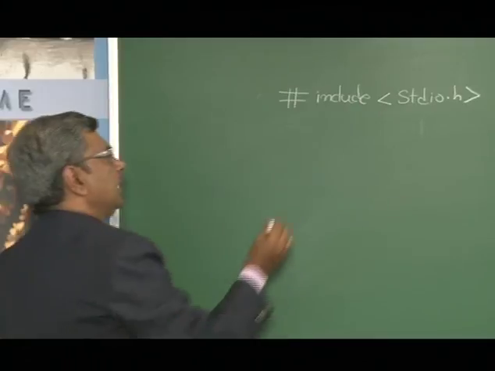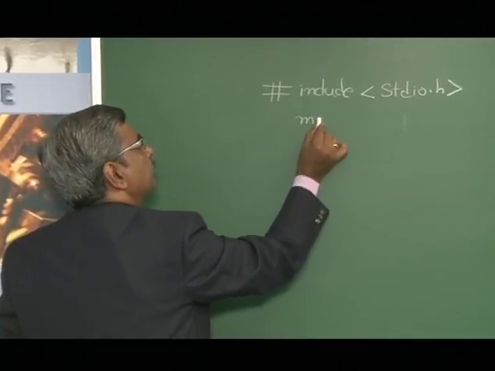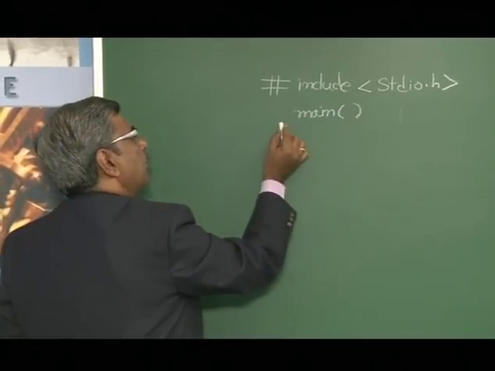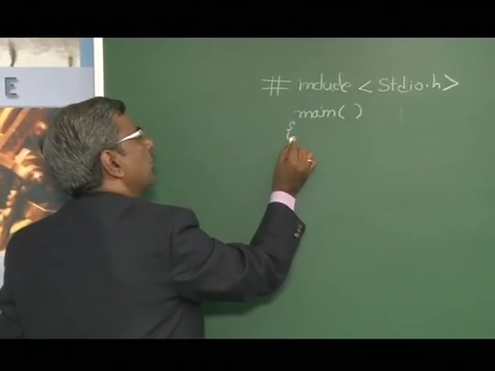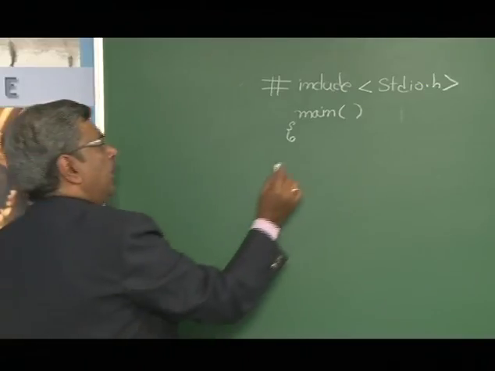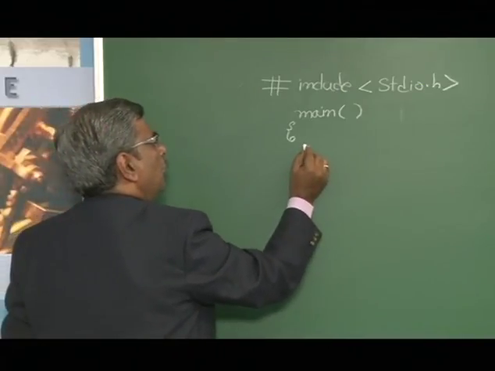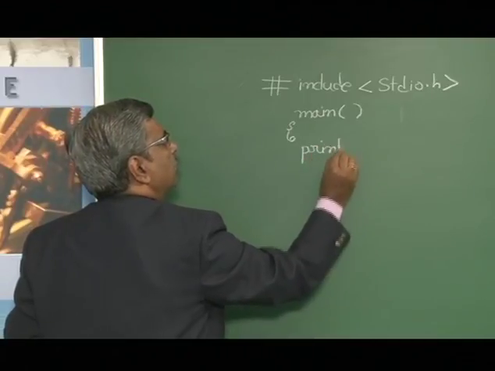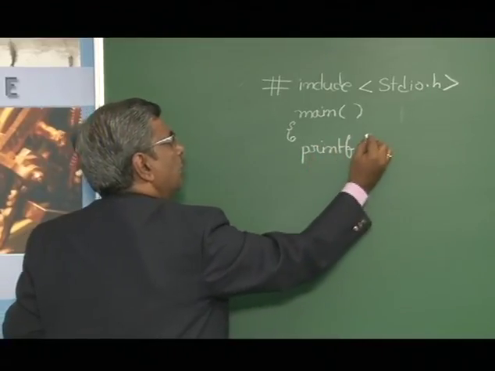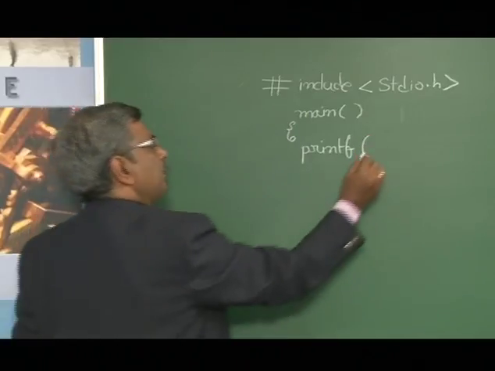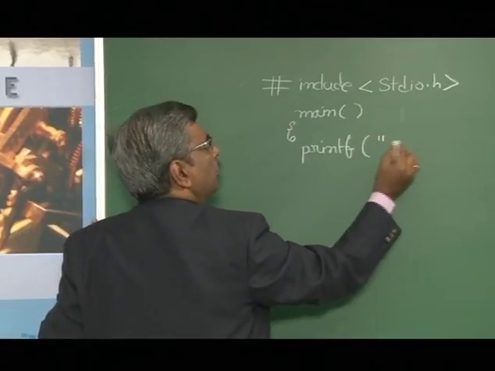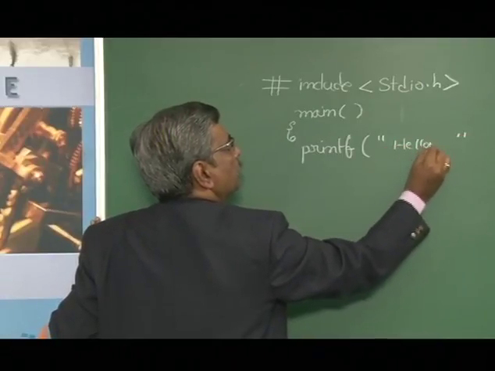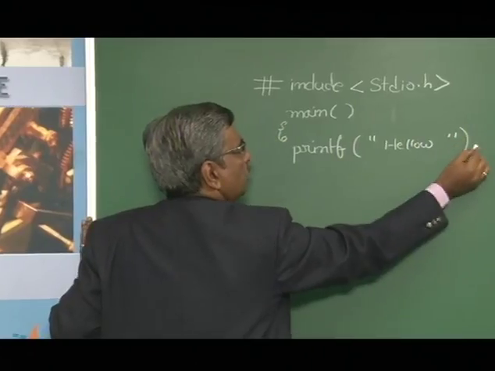The next statement is main, open bracket, close bracket, and your program starts with a left curly bracket. Whatever you want to print on the output, you make use of a printf statement, and open the bracket. The message that you are going to print on the output is put in double quotes, hello. Close this, put a semicolon.